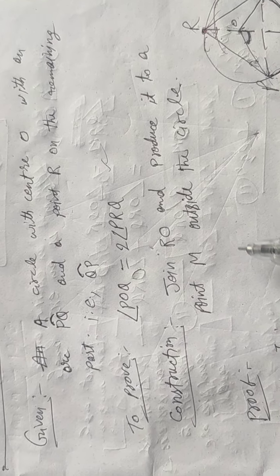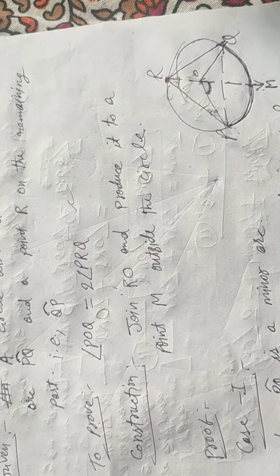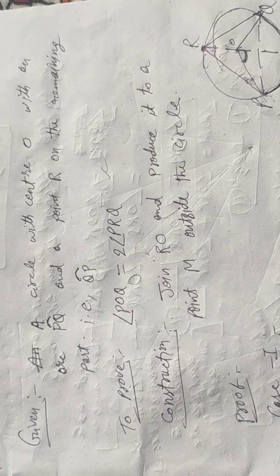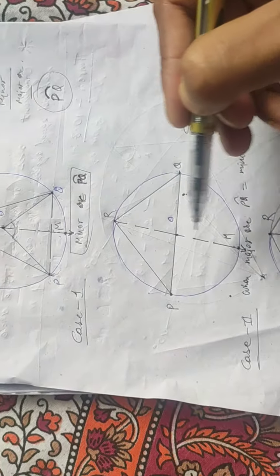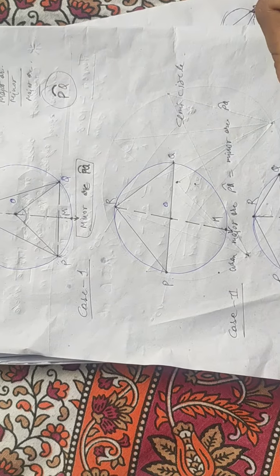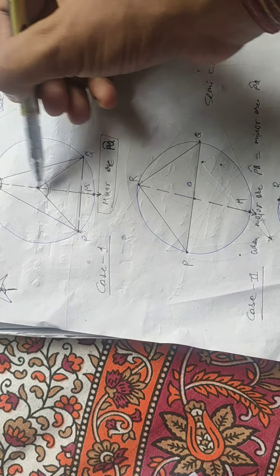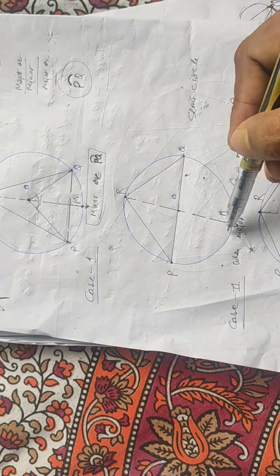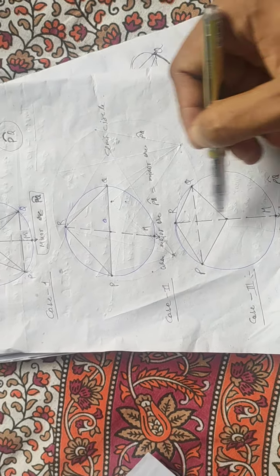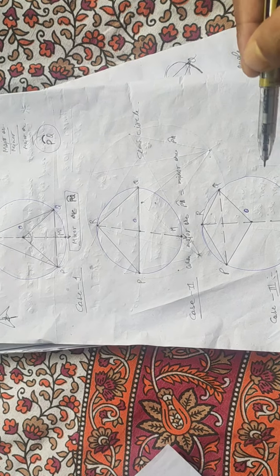Now, the construction part. We have to join RO and produce it to a point M outside the circle. In all three diagrams we will do this construction. We will join RO and produce it to point M outside the circle. Clear? For the three cases we will be doing it this way.